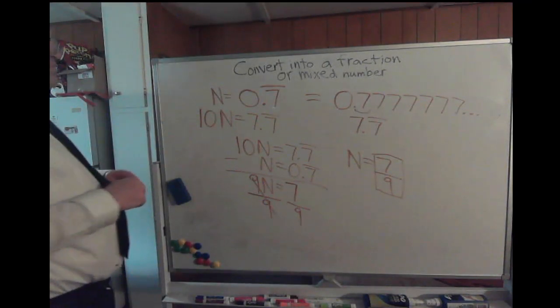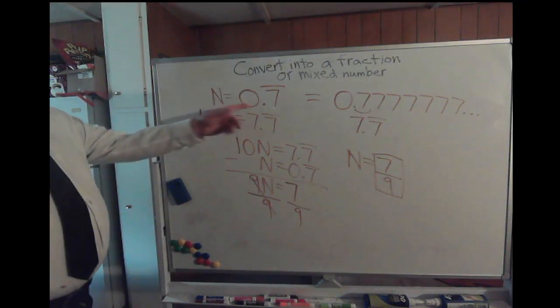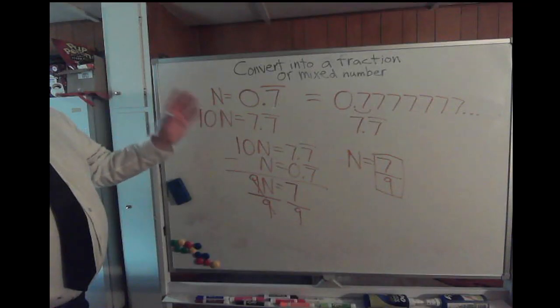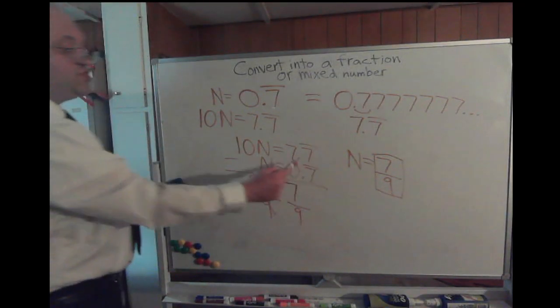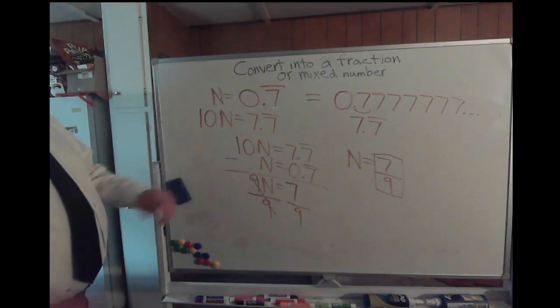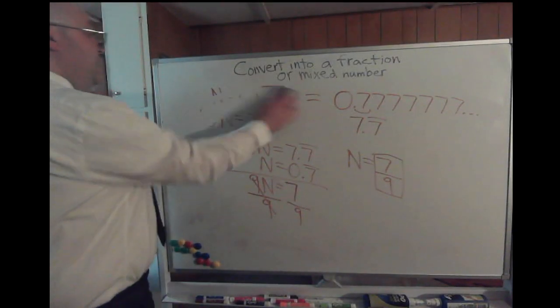The whole goal is to be able to move your decimal places from the original to the minimum number of decimal places you need to be able to cancel out the bar expression in this equation right here. That's the whole idea.